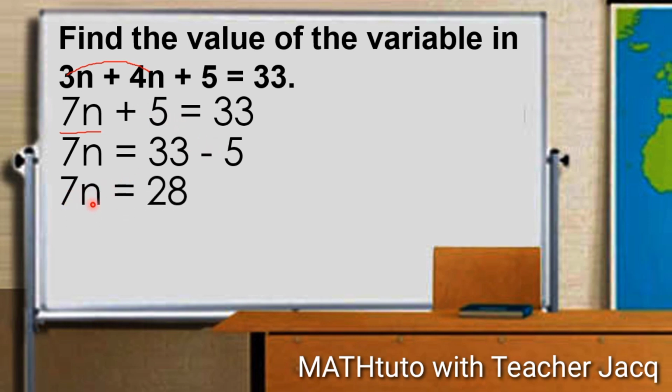Next, 7n equals, so 33 minus 5 is 28. So, para ma-eliminate natin si 7 dito sa left side at maiwan na lang yung ating variable na n, maglalagay tayo ng 7 dito. Ibig sabihin, i-divide natin sa 7 yung left side. Of course, kapag nag-divide ka ng 7 sa left side, same thing yung gagawin mo sa right side. So, 7 tsaka 7, eliminate na lang natin.